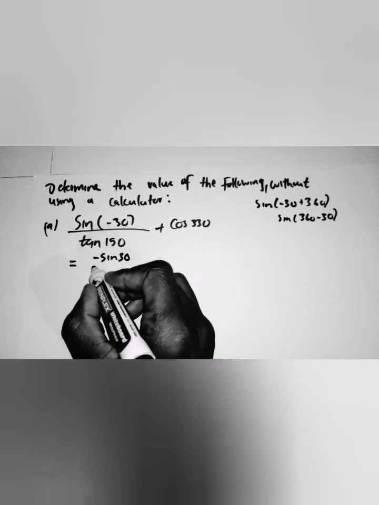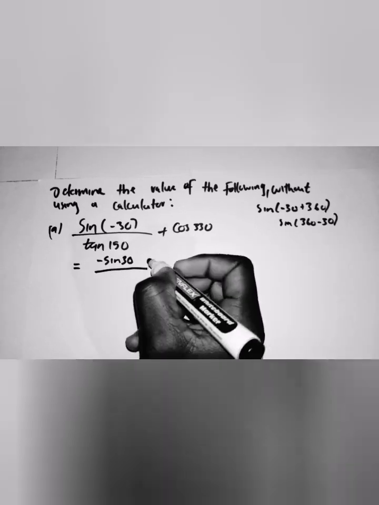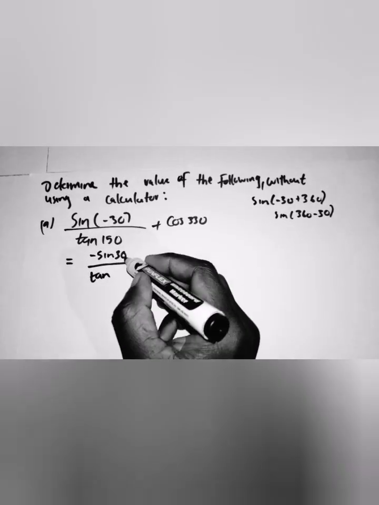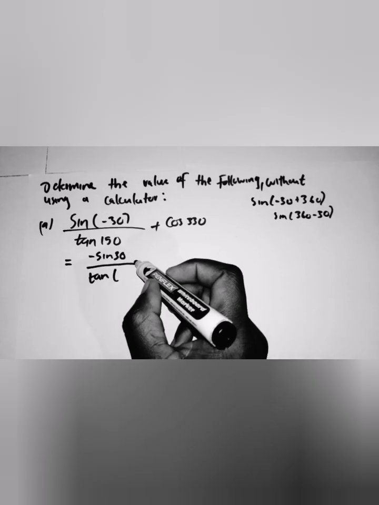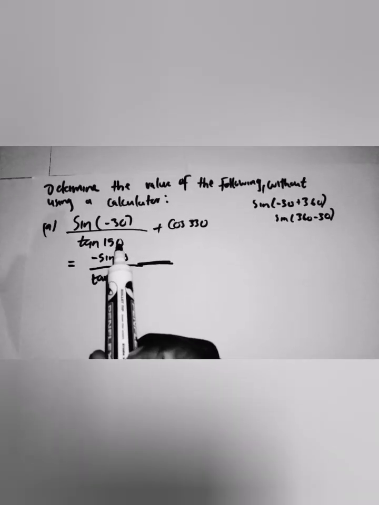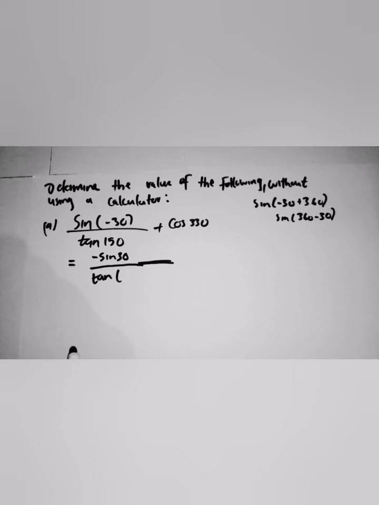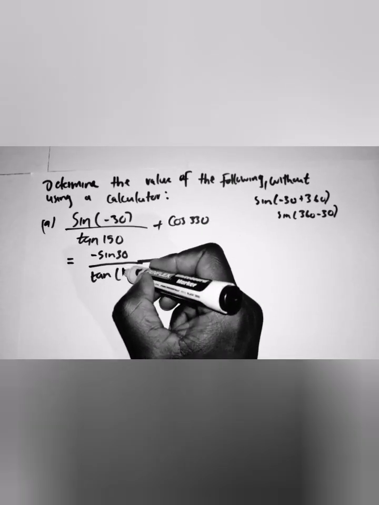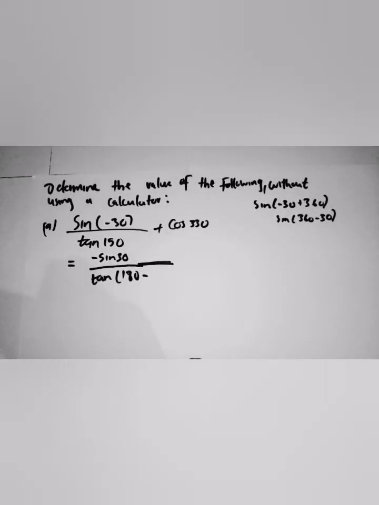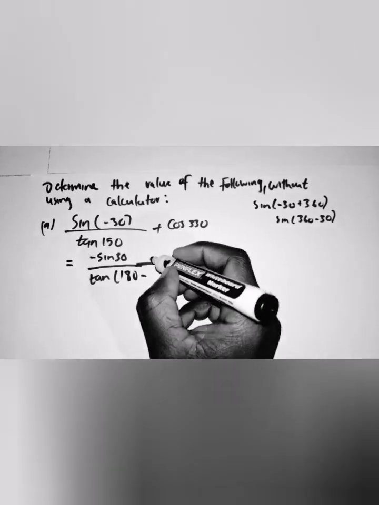Over tan 150. Now tan 150 is on the second quadrant because it is 180 minus. 150 is below 180, so 180 minus. What number did we subtract from 180 to get 150? Remember we did this. It is 30.